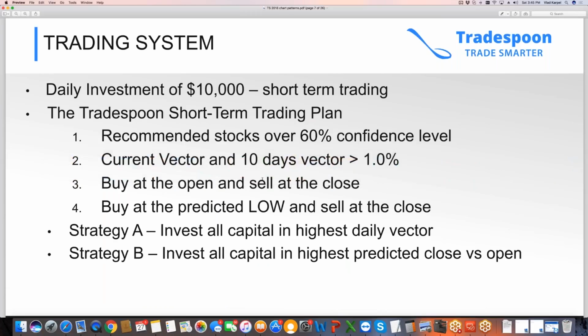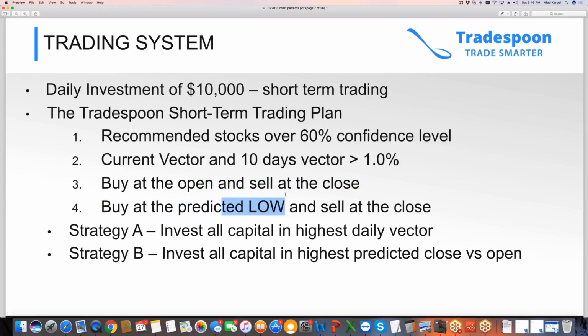Then the model runs, and based on our trading plan, we either buy at the open. Not only do we provide signals, we actually day trade them in our live trading room. So we either buy at the open and sell at the close, or we buy at the predicted low. Those are your two choices. You can wait for the low to be reached. Sometimes in a market like we have right now, you won't be able to reach the predicted low price, so you just buy at the open.